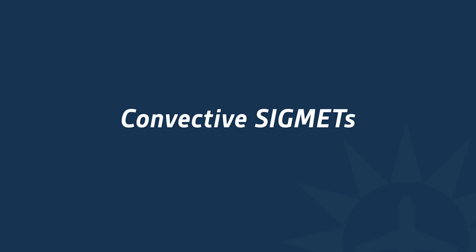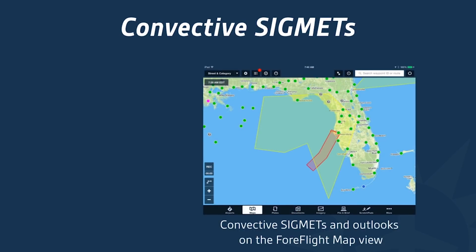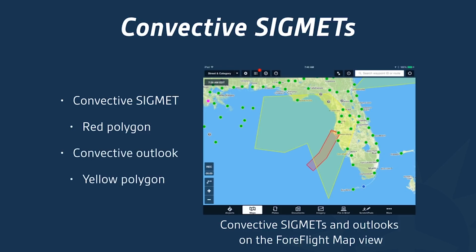All right, let's move into a discussion of convective SIGMETs. Now, convective SIGMETs you'll see in ForeFlight represented by a red polygon. There's one here shown off the west coast of Florida. Convective outlooks are a yellow polygon. Convective outlooks basically provide you with an overview of where the convective SIGMETs will likely be issued in a 2 to 6 hour period.